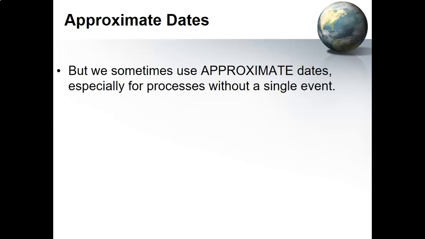Now we also have a system called approximate dates. These are typically used for things where we can't actually pinpoint exactly when it happened. So a process, for example, where things are happening slowly and you can't exactly say, here's exactly the day where it happened, for example.